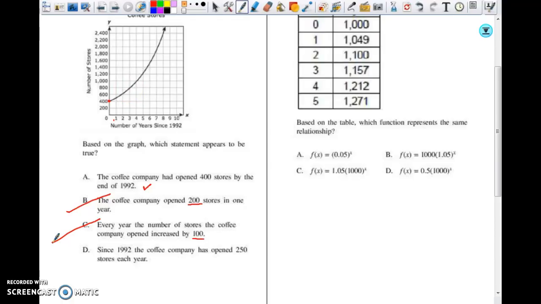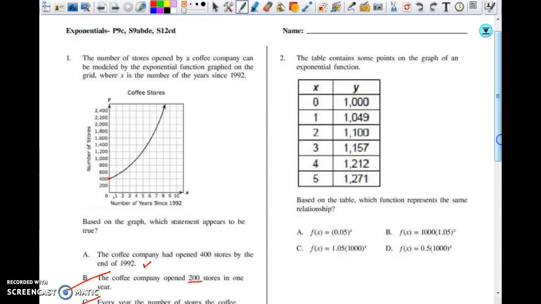Since 1992, the coffee company had opened 250 stores each year. And we know that one's not true, because 400 plus 250 would have been 650, and that should have been up here. But no, we only went about halfway, which is only about 100 more stores. So that one's not true. So A did work out, okay?